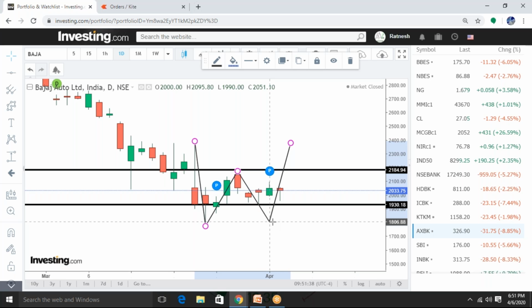Okay, I will discuss these things in a later part of the class. For time being, I am discussing candlesticks. So these things I will teach you in later classes, in the price pattern topic.